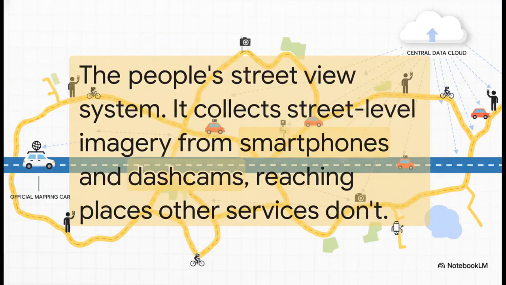So if OpenStreetMap is the people's map, then you can think of Mapillary as the people's street view. It's awesome. It collects ground-level images from everyday smartphones and dash cams. This means it covers all the back alleys and rural roads that the official street view cars never ever go down. For an investigator, this can give them a crucial look at, say, a building's rear entrance, or a hidden path that's totally invisible from space.